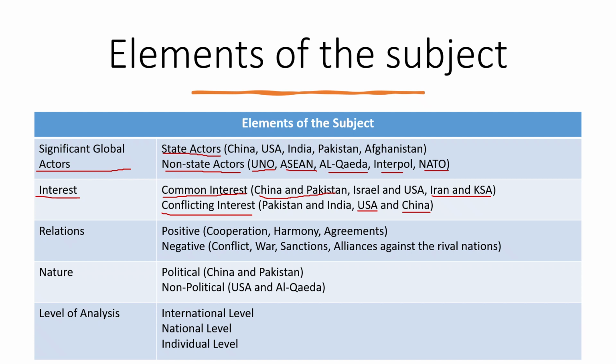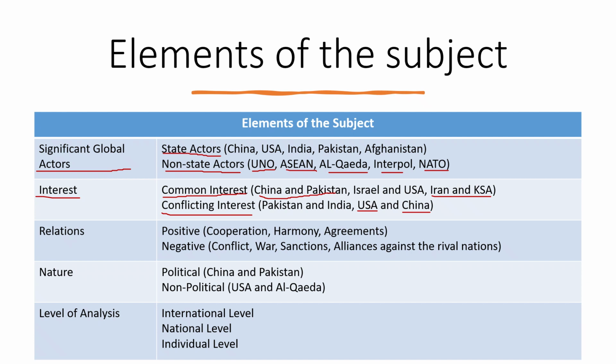Okay, so these are the levels of analysis, and the scholars of international relations use all the levels of analysis. They use the international level, the national level, and the individual level to make a better understanding of all the developments of the world. This is what they do. So these all were the elements of the subject.